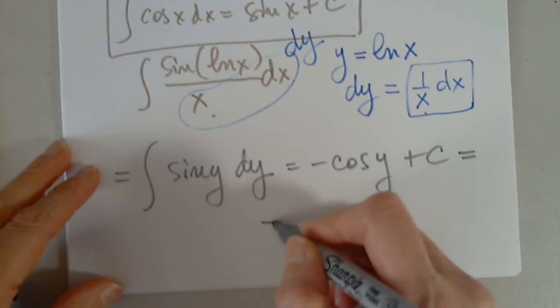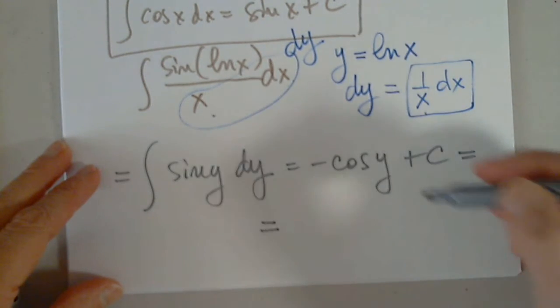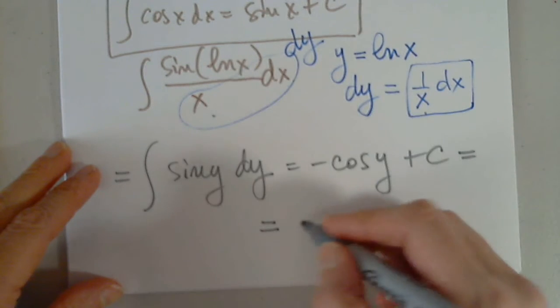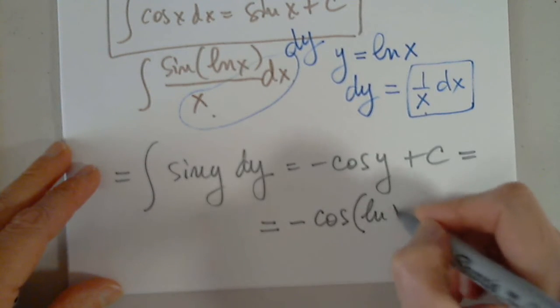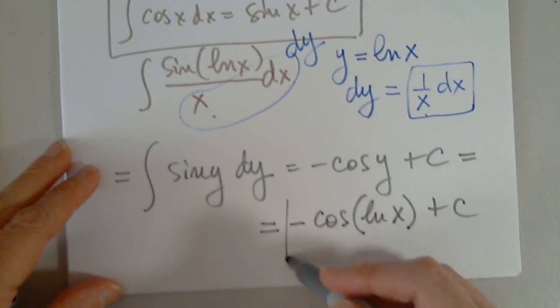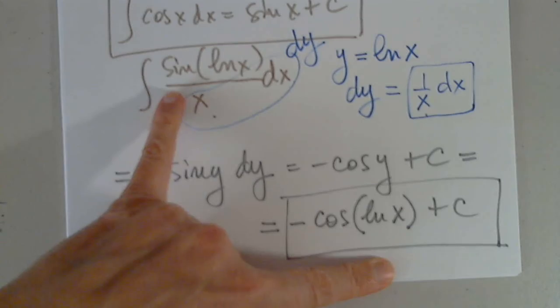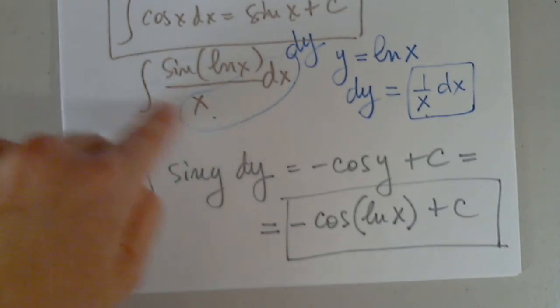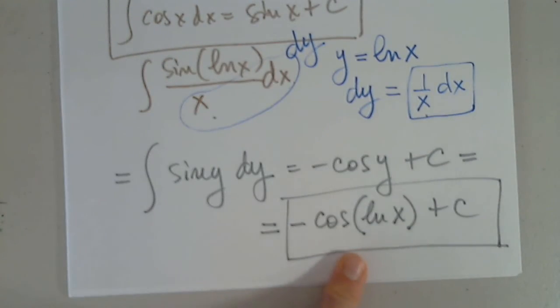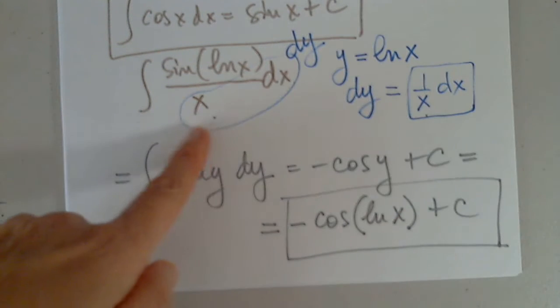However, I must go back to the original variable. So y has to be replaced now by natural log x. Negative cosine applied to natural log x plus a constant c. Now, because this is an indefinite integral, if I choose to check, I could differentiate both sides. When I differentiate here, I get this. When I differentiate the other side, I have to get the same thing. And I do. Negative cosine prime of natural log is positive sine natural log times the inner function prime, which is 1 over x.